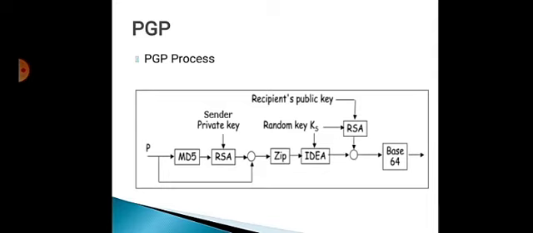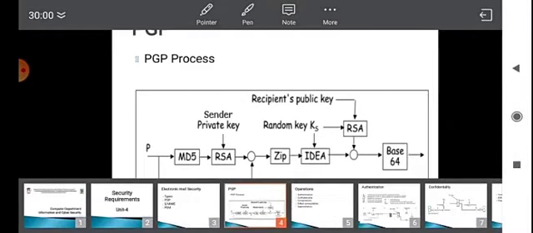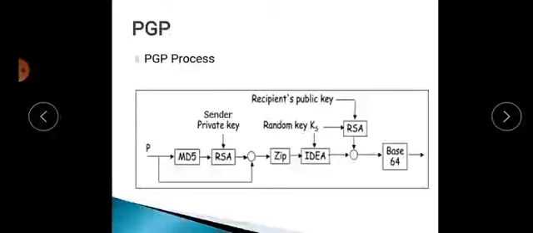You can see the diagram of PGP. Now suppose user A wants to send a message, that is P, to user B in a secure way. Both users have private and public RSA keys. Each user knows the other user's public key.